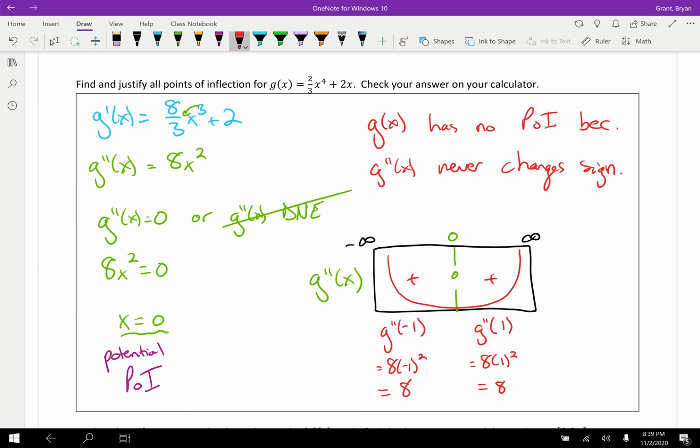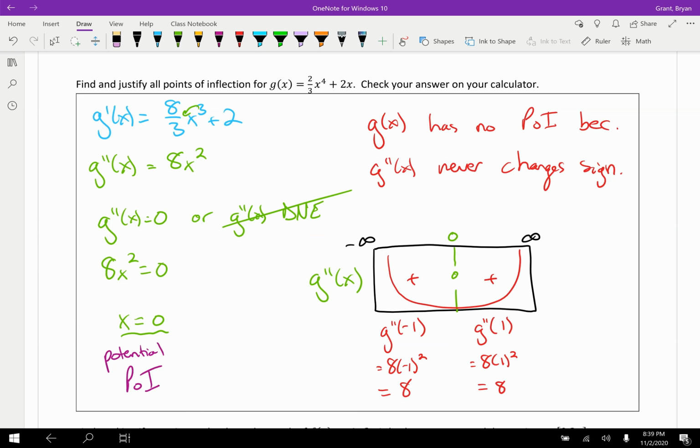So again, the difficulty or the increased burden of proof on a point of inflection versus a critical point is, if this was g prime and they said find critical points, that's a critical point. However, this is g double prime, and we need to check to make sure g double prime changes sign.